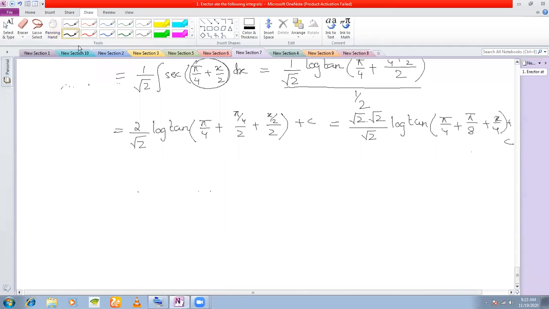In the next step, just simplify this a little. From this, 1 root 2 will cancel. You simply get root 2 times log tan. Take the LCM of pi by 4 and pi by 8, you'll get 3 pi by 8 plus x by 4. Okay, this is what you will get. So this is your answer.